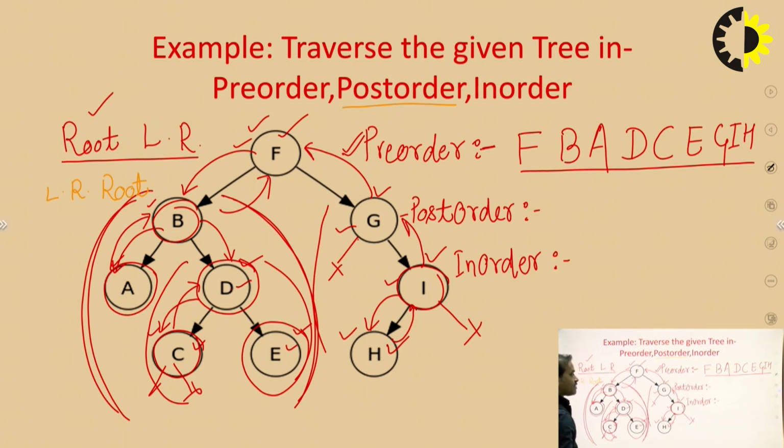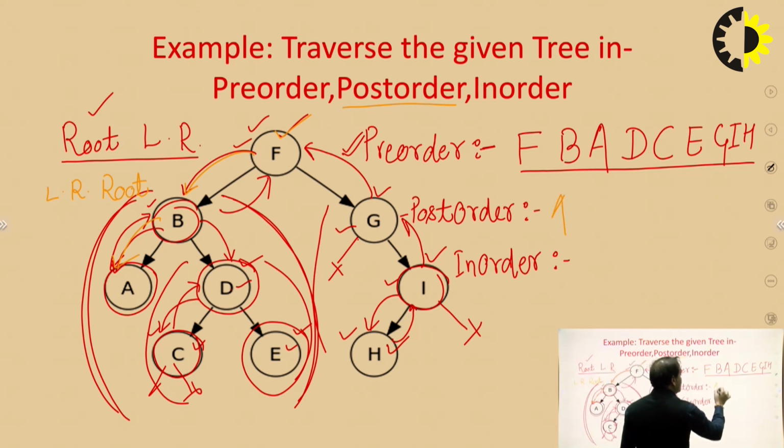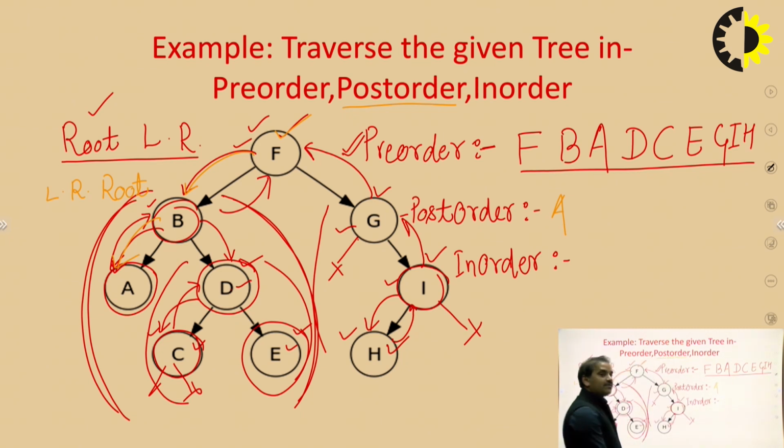First, we have to traverse the left subtree. We start with the root. Root is F. Move on to the left subtree, that is B. This is also a root. Move on to the left subtree, that is A. We process A first, so here we have to write A, because left, right, then root will be processed. After processing the left, we have to move on to the right subtree of B, that is D.